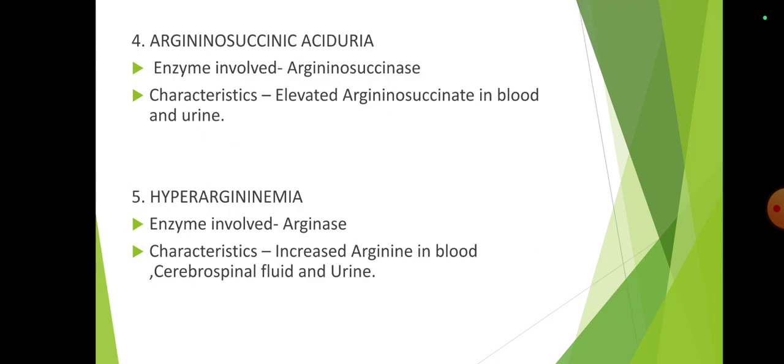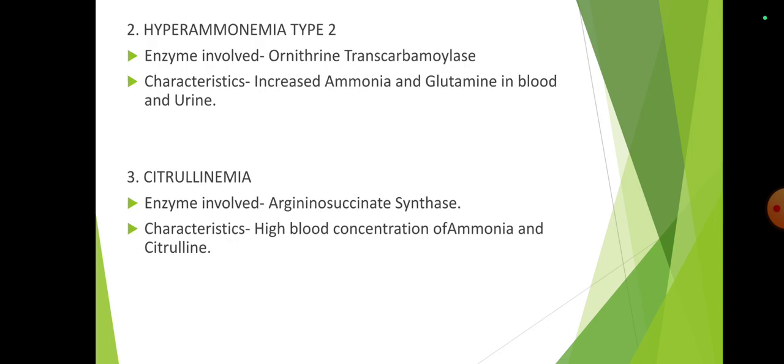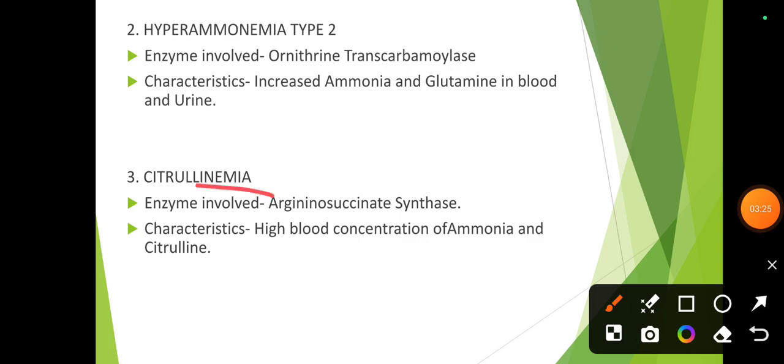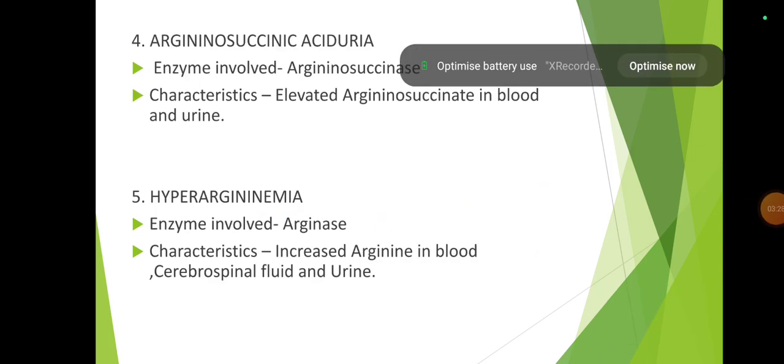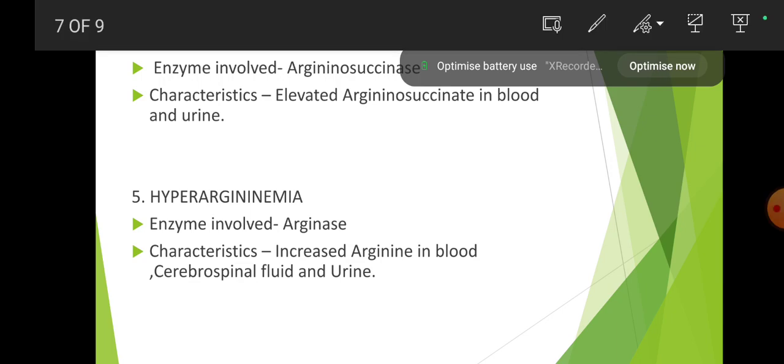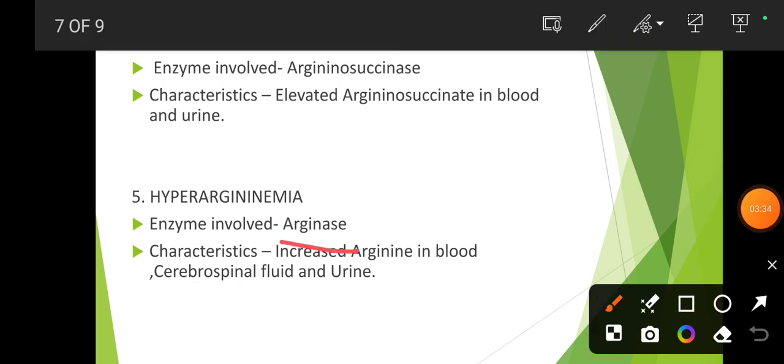Disorder number 4, argininosuccinic aciduria. In this, the enzyme involved is argininosuccinase. If there is a defect in argininosuccinase, then argininosuccinate will not split into arginine and fumarate. The characteristic is high argininosuccinate in blood and urine. Fifth disorder is hyperargininemia. In hyperargininemia the enzyme involved is arginase. If there is a defect in arginase, then the characteristic in hyperargininemia is high arginine in blood, and accumulation in the CSF fluid of the brain and in urine.